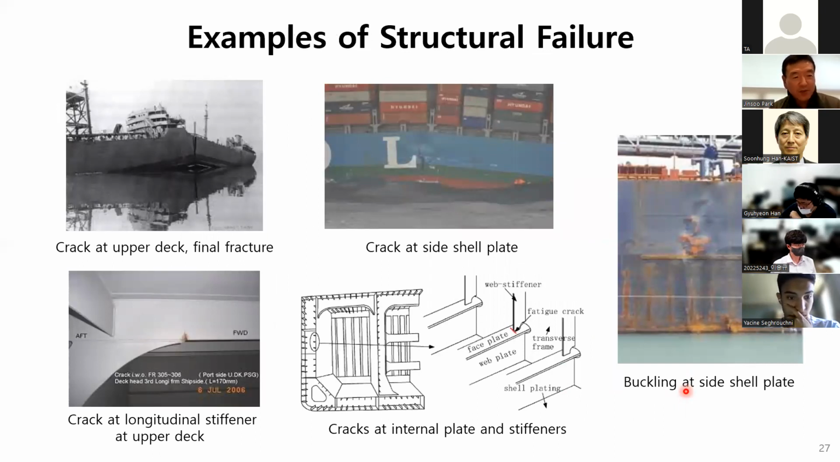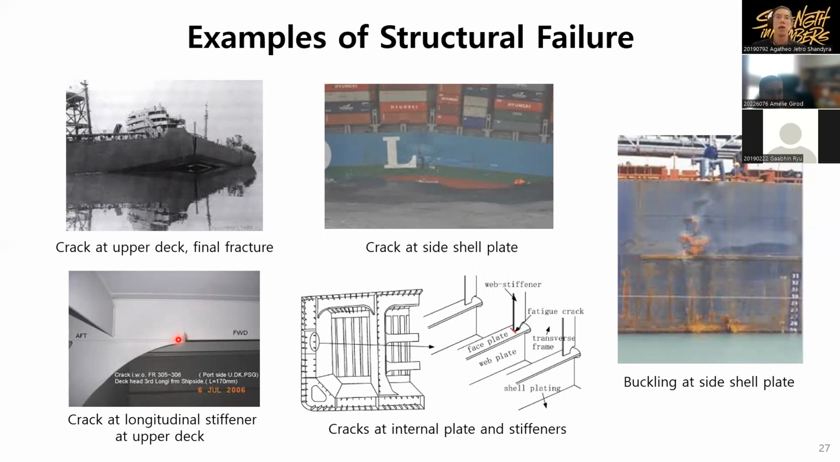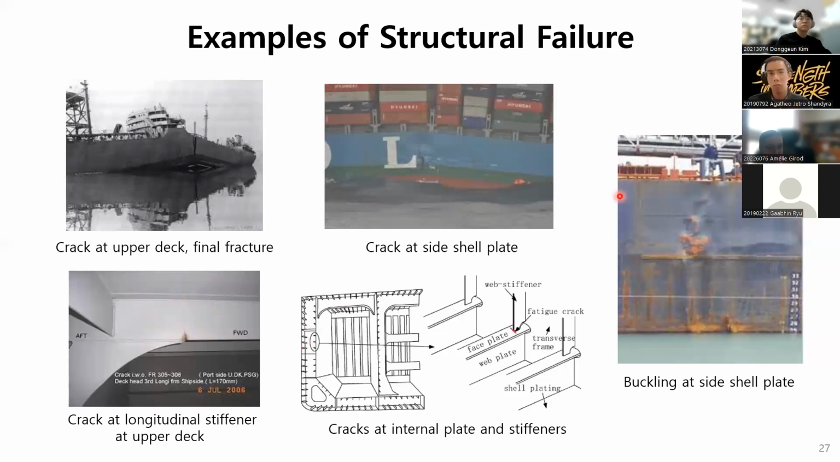Here are some examples of structural failures the ship can experience in operation. Crack that occurs at upper deck, growing to final fracture. Crack at bracket toe of longitudinal stiffener below upper deck. This one is upper deck. Crack at side shell, which probably initiated from this internal structure and goes outside. Sometimes we may see buckling at side shell plate.